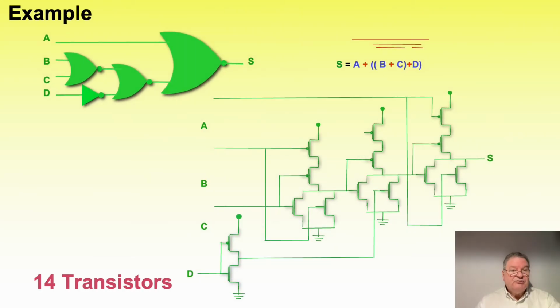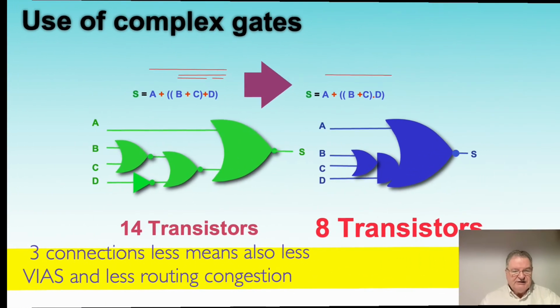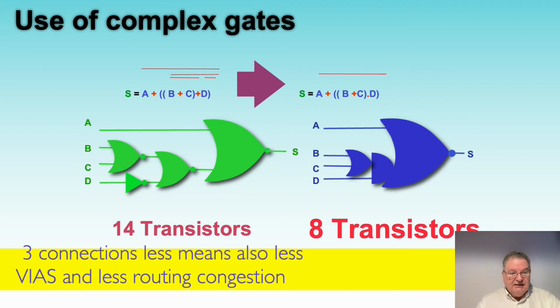So here is a small example. Implementing this small equation here, we have 4 gates using 14 transistors, but using just one super gate, just one gate, you can implement exactly the same function with 8 transistors, and 3 connections less also. So the connections between the gates that we need to route in the metal layer, we are not going to need anymore. And we also have a reduction in the number of vias. All of this helps to reduce routing congestion.